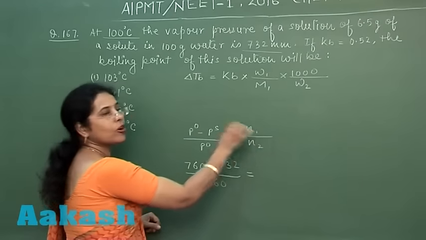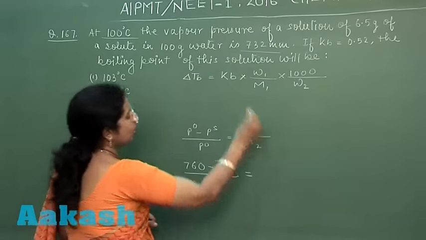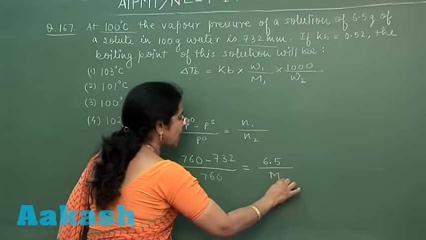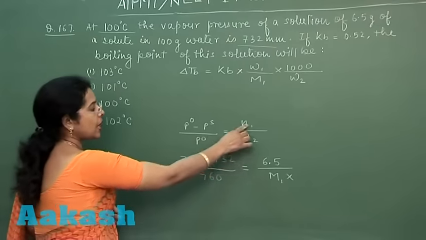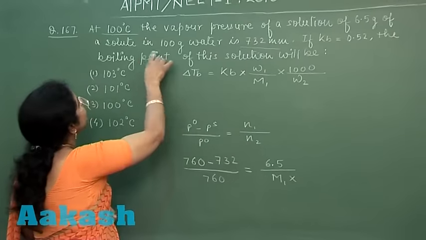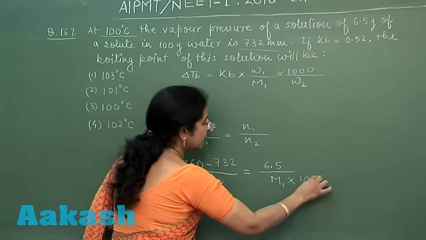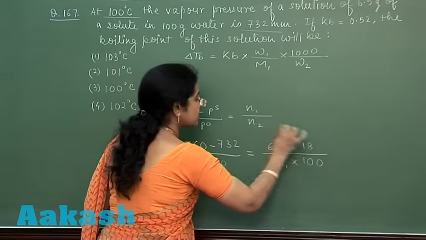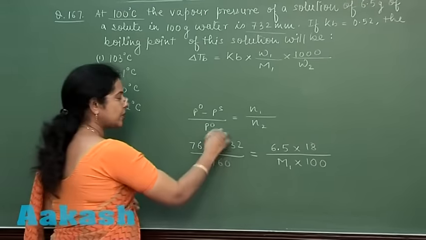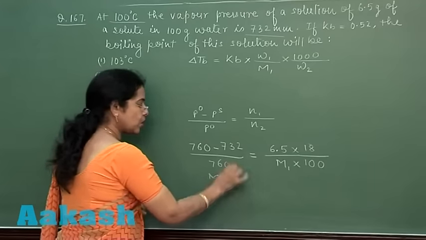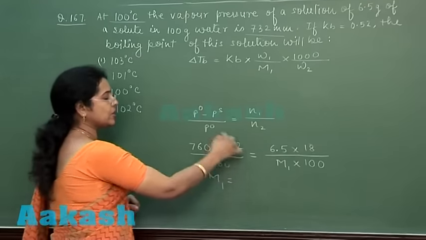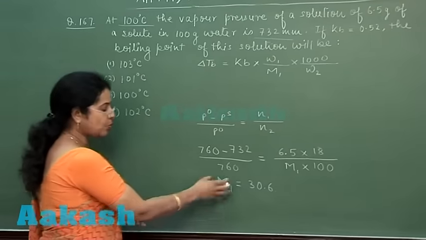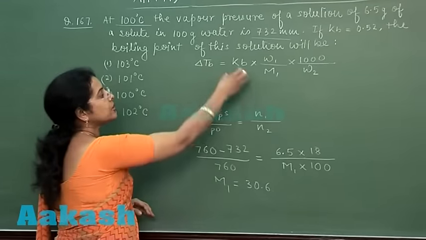N1 is number of moles of solute. Mass of solute is given 6.5 gram. Molecular mass we can calculate. Number of moles of solvent. Mass of solvent is given 100 gram. And since solvent is water, its molecular mass is taken as 18. Now in this way we can calculate molecular mass of solute. On solving this, the value is coming 30.6 gram. Now put the molecular mass value in the above equation.